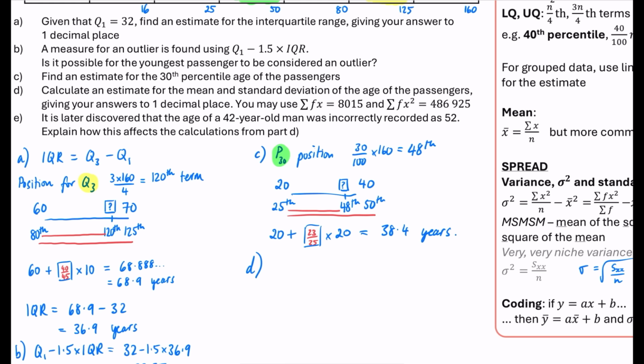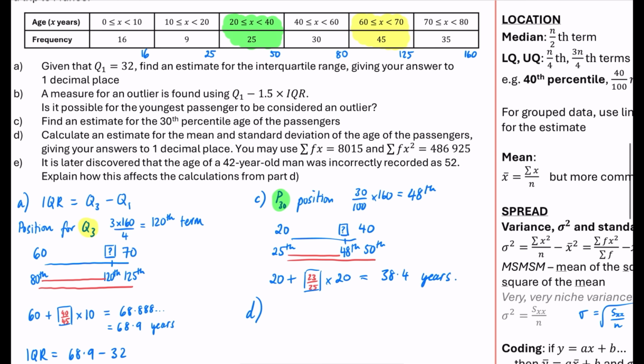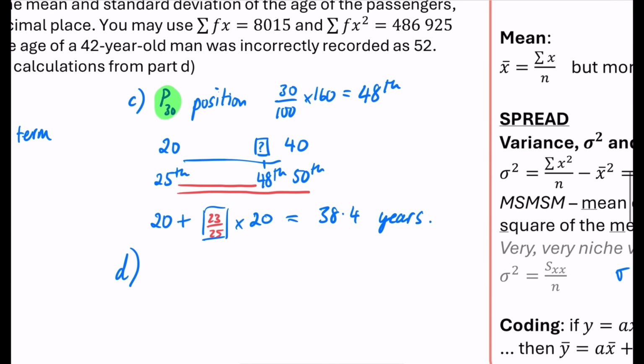We then want to calculate an estimate for the mean and the standard deviation of the age of the passengers, giving your answers to one decimal place. And they've saved us some time. They've already told us the sum of fx is this and the sum of fx squared is this. Now, just to tell you where this comes from, the sum of fx is where we take the midpoints of these groups, multiply them by the frequency and add them up. So like 5 times 16, 15 times 9, 30 times 25, etc. When you do that, you get 8,015. This one is found where you take the midpoint, square it first, then multiply by the frequency. So it's like 5 squared times 16, 15 squared times 9, 30 squared times 25, and that gives you obviously a much bigger value.